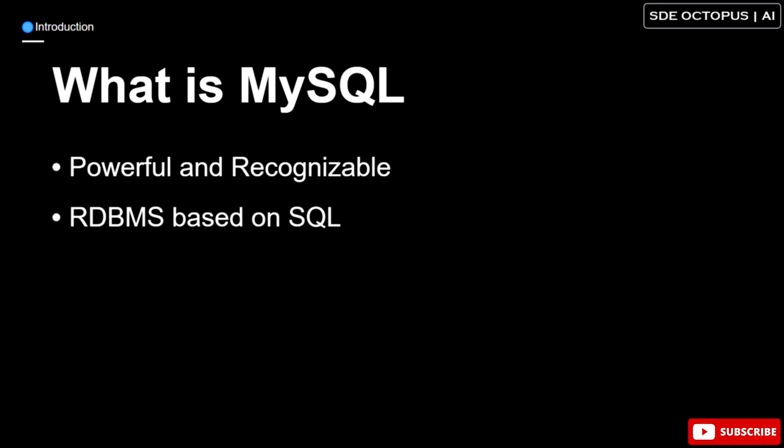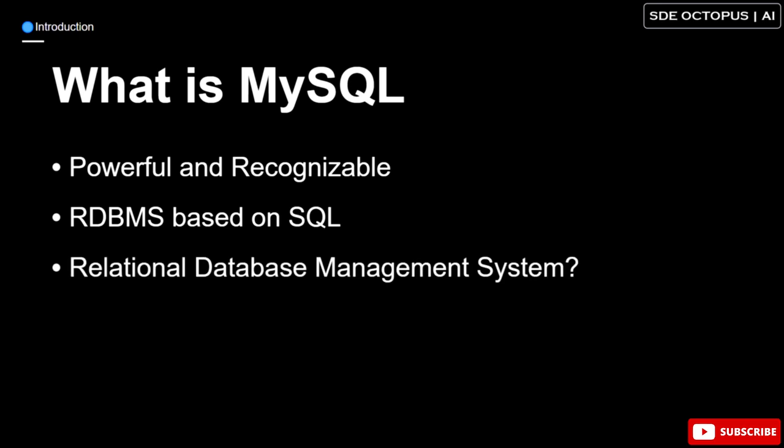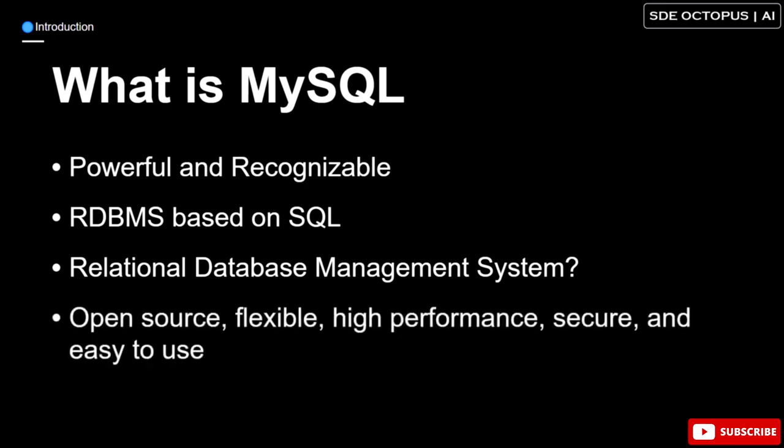So what is the meaning of relational database management system? A relational database management system is the software that gives users the ability to update, query, and administer a relational database. Also, MySQL has many features. MySQL is open source, flexible, high performance, secure, and easy to use.